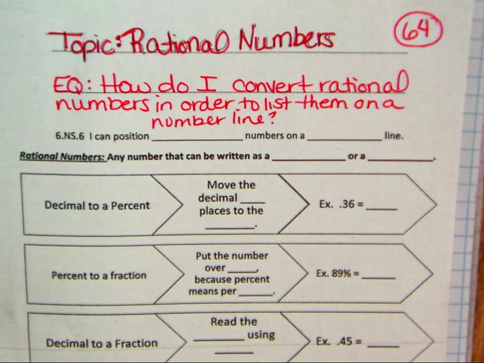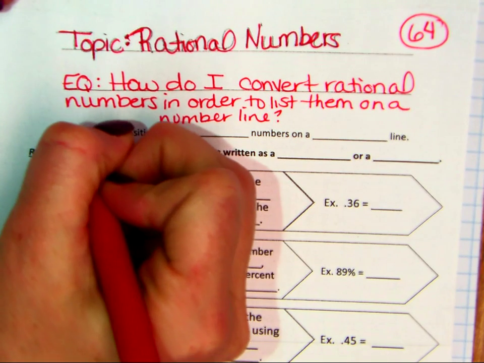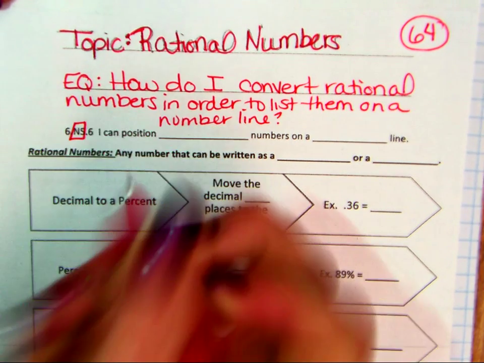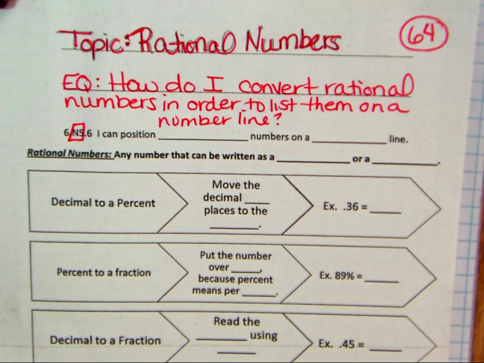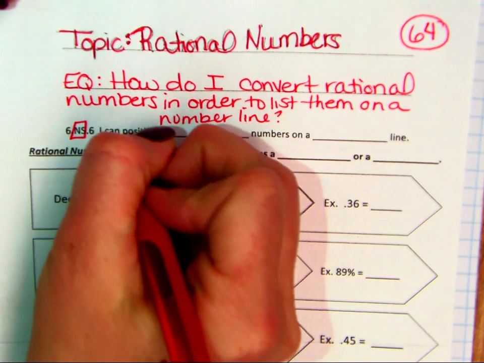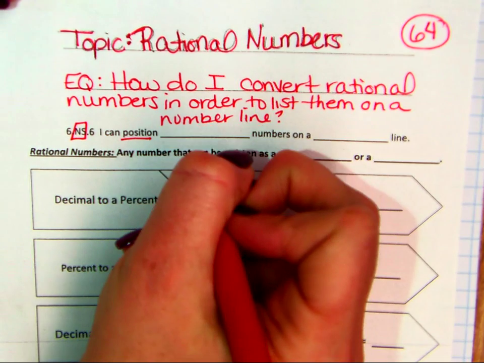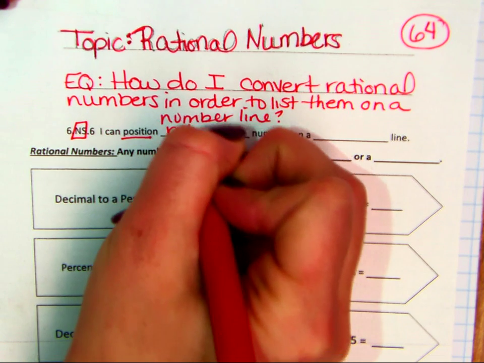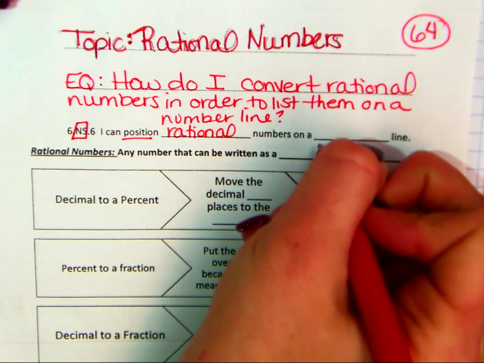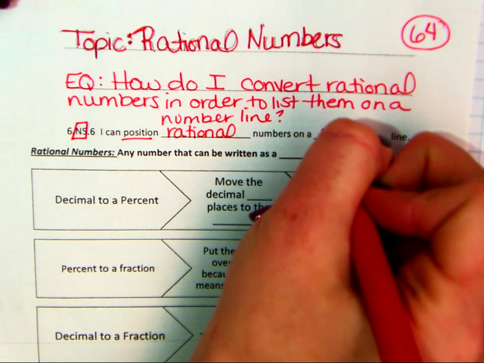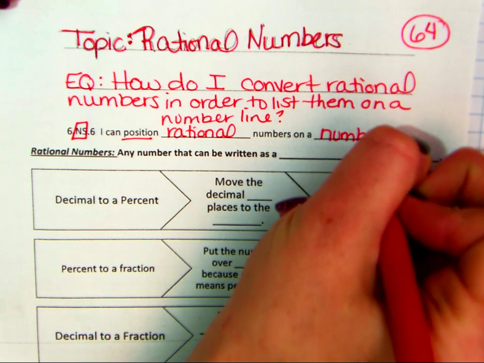Once again, our topic for today is rational numbers. Your essential question is, how do I convert rational numbers in order to list them on a number line? Our standard for today is 6NS6, and by the end of this lesson, you should be able to do the following. I can position rational numbers on a number line.